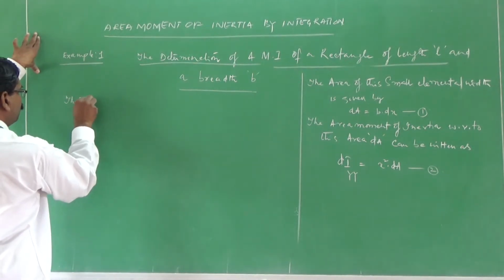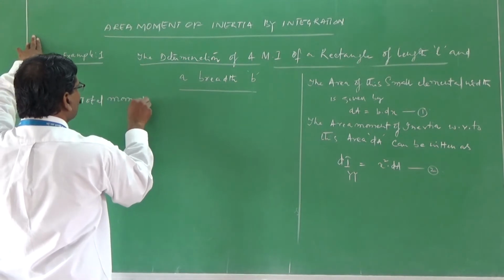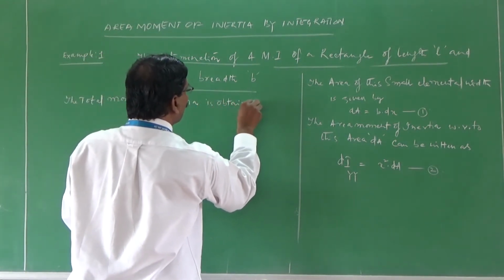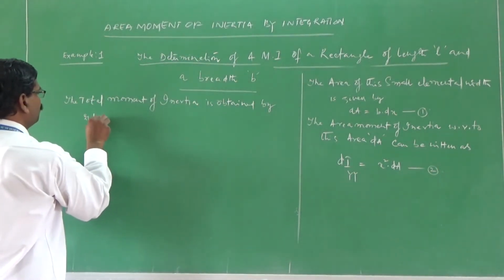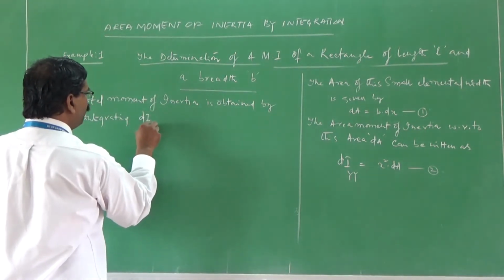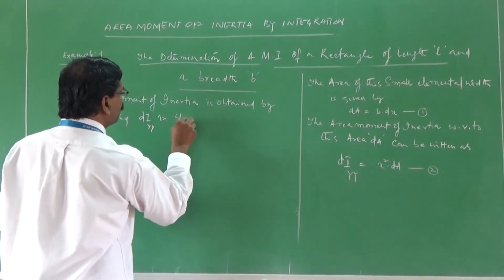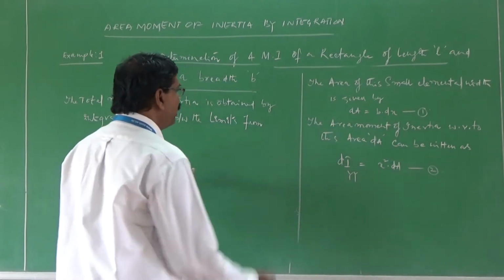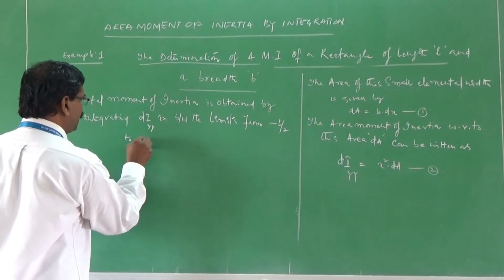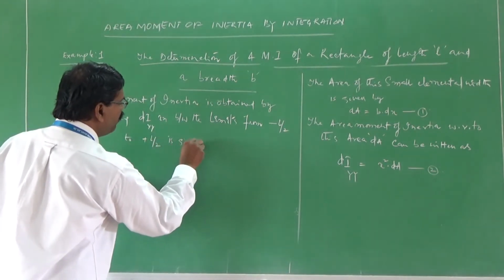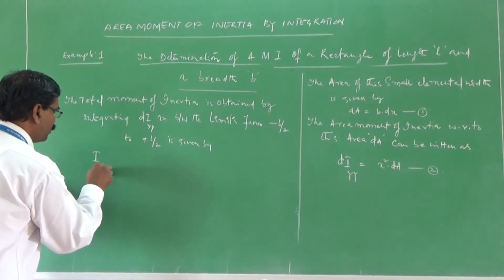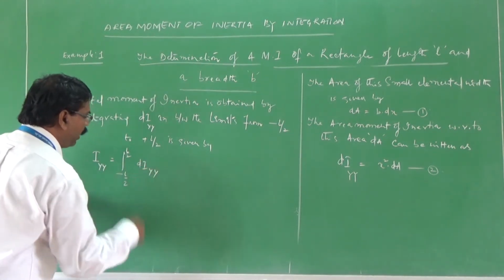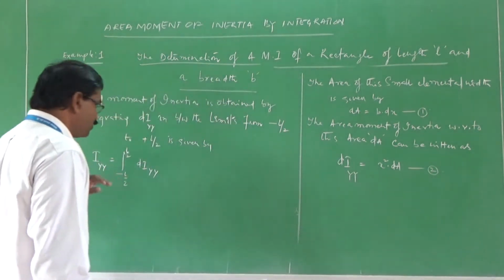The total moment of inertia is obtained by integrating dI_y in between the limits from minus L by 2 to plus L by 2, given by I_y is equal to integral minus L by 2 to plus L by 2 dI_y. Now, I am bringing this dI_y value here. So, I can represent this as equation 3.